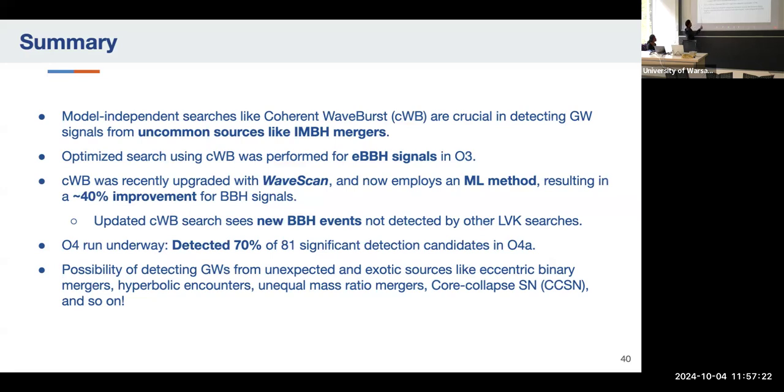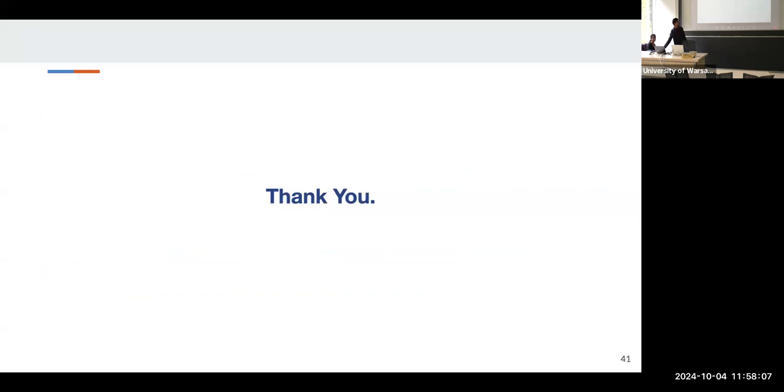Recently, it was optimized for the eBBH search in O3, which resulted in a collaboration-wide publication. And for O4, we have now upgraded CWB with WaveScan and machine learning, which improves our sensitivity by around 40%. And in the O4 run, we already have promising results, like we have detected 70% of all the public candidates that were sent out. And we are expecting to see more unexpected gravitational waves before the end of this run, with maybe many exciting sources like hyperbolic encounters or unequal mass ratio mergers. Thank you. We'll be happy to take any questions.